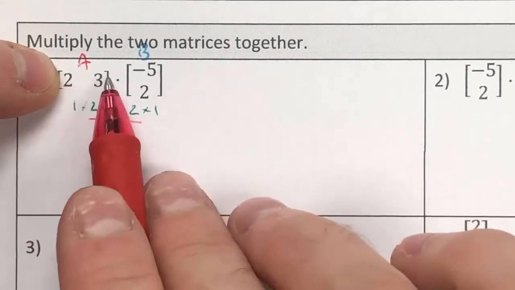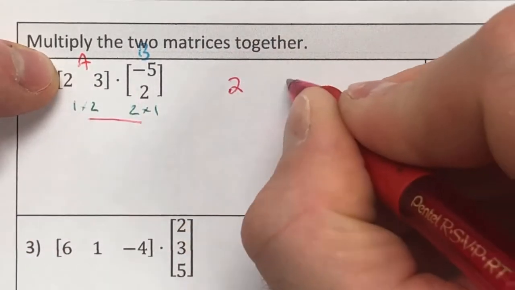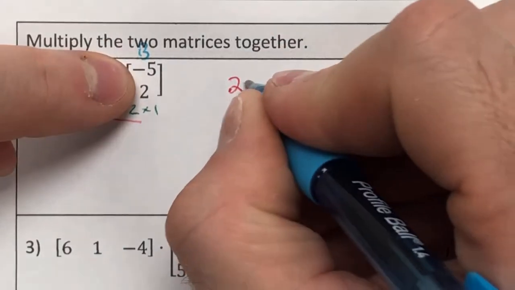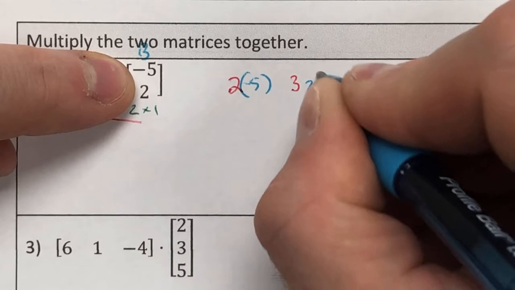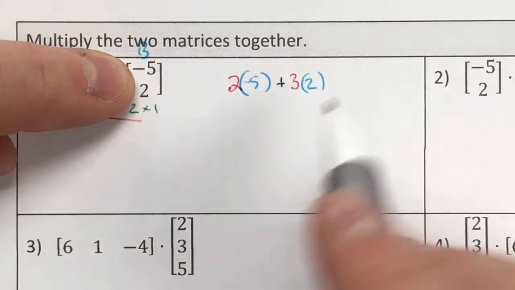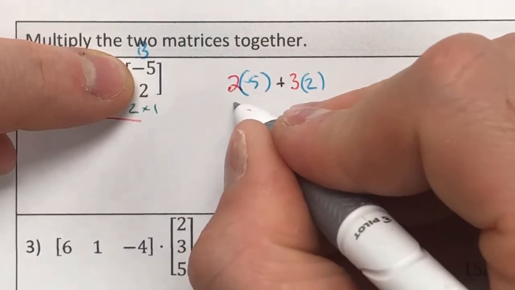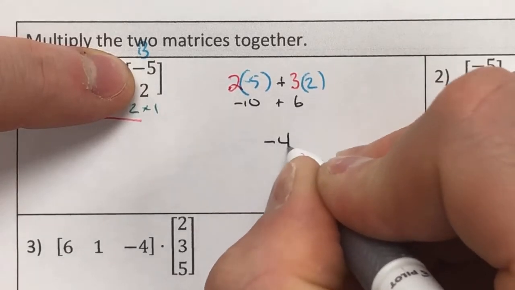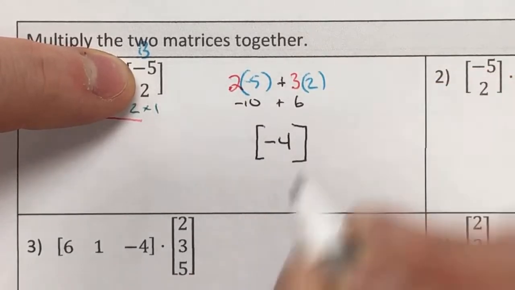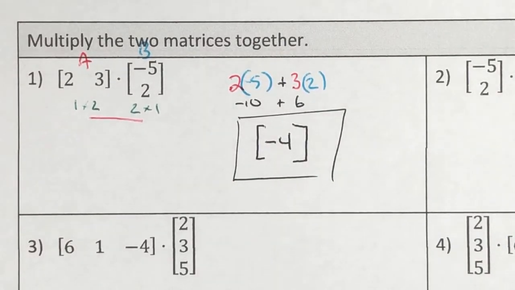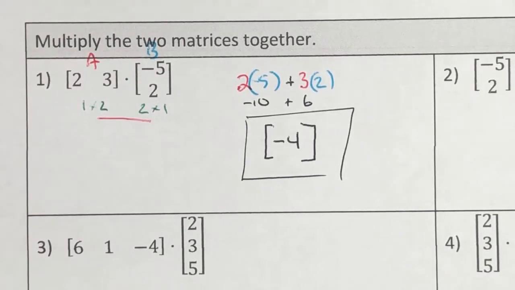So each element of the row, I'm going to have a 2 and a 3, and I'm multiplying it times the -5 and the 2. And I'm going to take those numbers and add them together. So 2 times -5 is -10 plus 6. This is a -4. And that is my entire answer. It got reduced down to a 1 by 1 matrix.